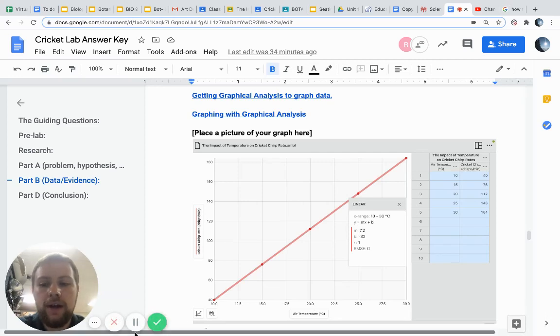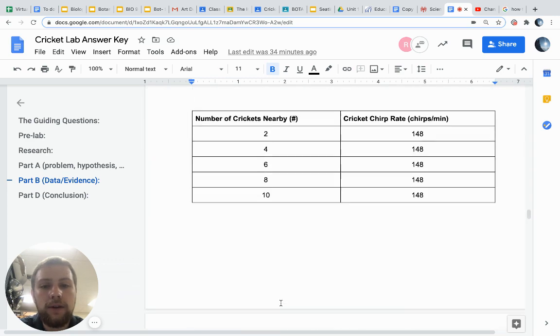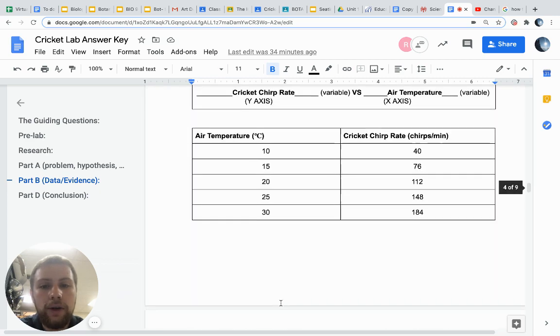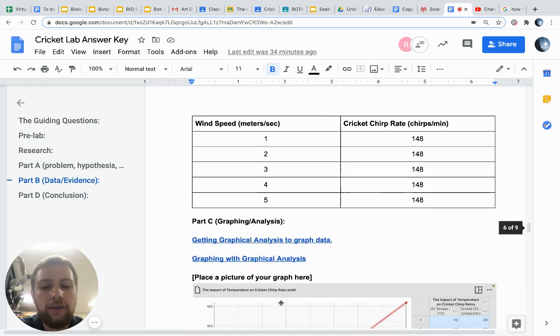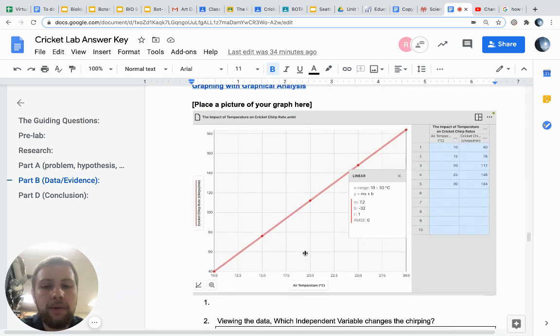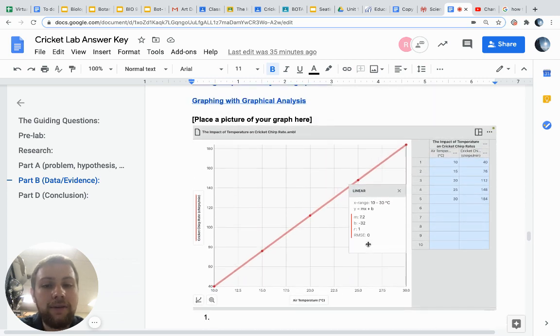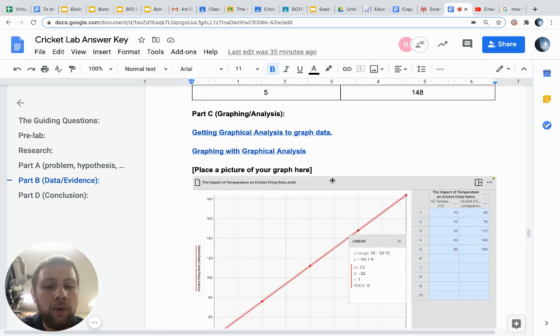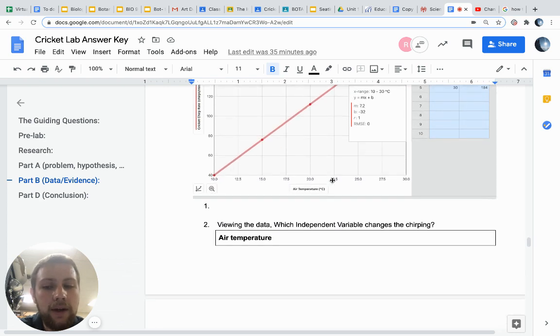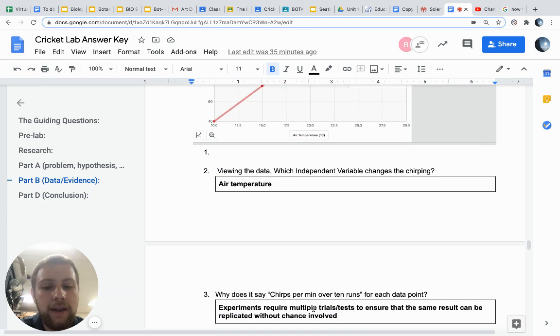Biology students, today I'm going to talk about part D, the final part of our cricket lab. Today is Thursday, so you should have completed part C, the graphing component, completing your data for air temperature and putting it in a graph form using the Graphical Analysis application, which requires you to download the app on your Chromebook. So you should have answered these questions.